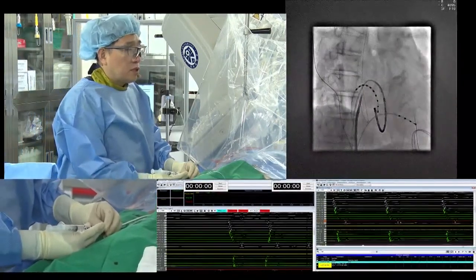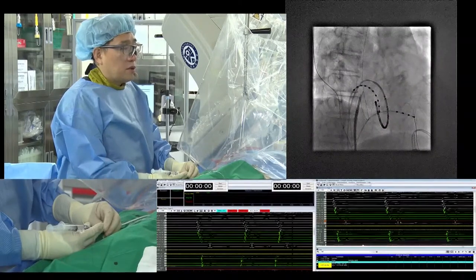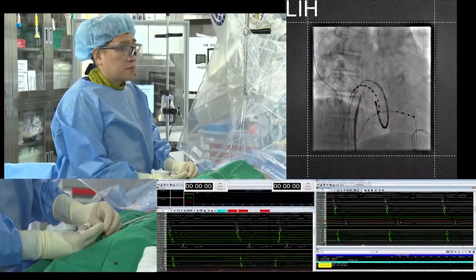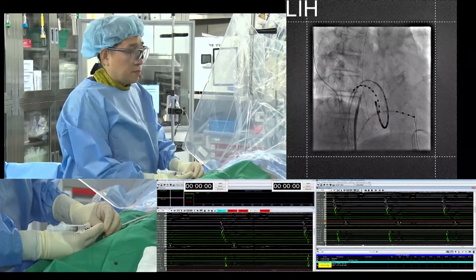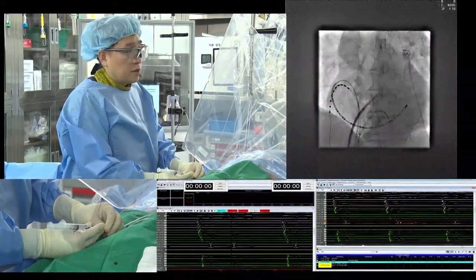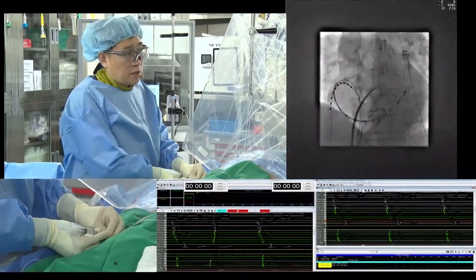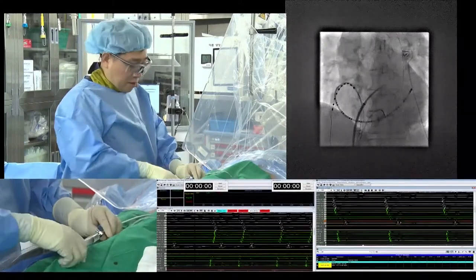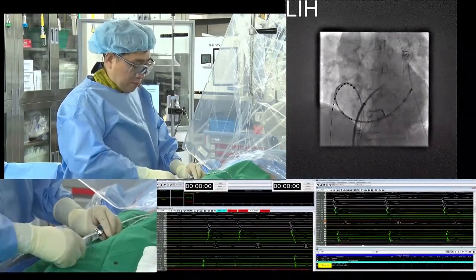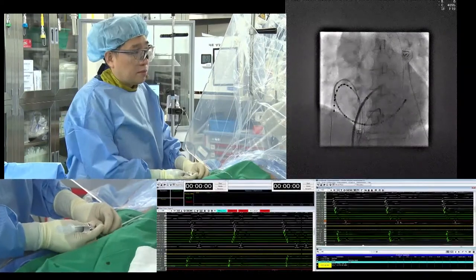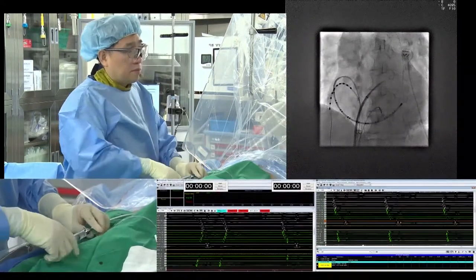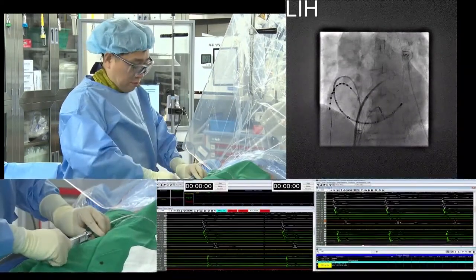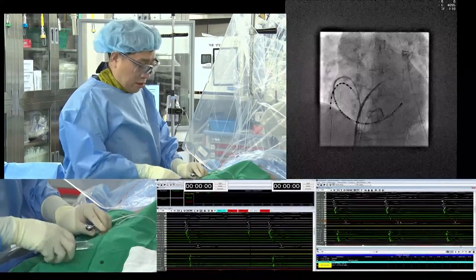So in this patient, probably the interatrial septum is very thick. It's very hard to push the dilator inside the LA. So if you think that you punctured the interatrial septum, but there is no draw of blood into the syringe, do not push your dilator at all. It is very, very important.